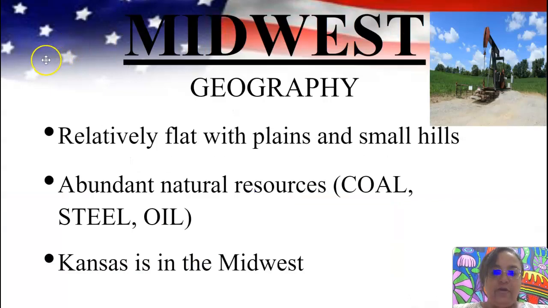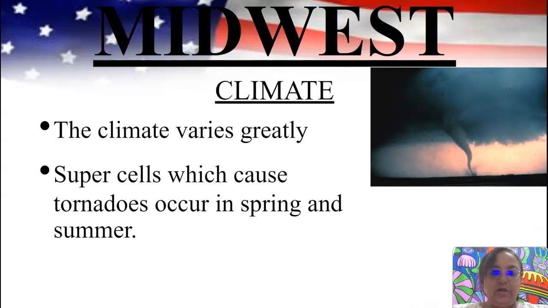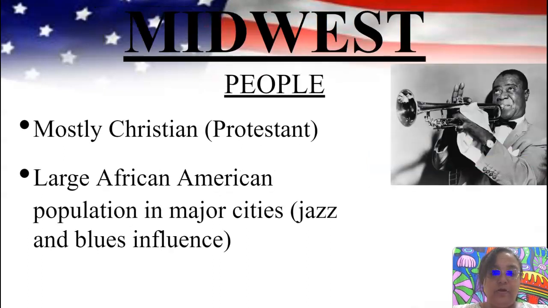Midwest geography: relatively flat with plains and small hills. Abundant natural resources: coal, steel, and oil. Kansas is in the Midwest. That is where you live. Midwest climate: the climate varies greatly. We have supercells which cause tornadoes, which occur in the spring and the summer. Midwest people: mostly Christian Protestant, large African American population in major cities, and jazz and blues influences.